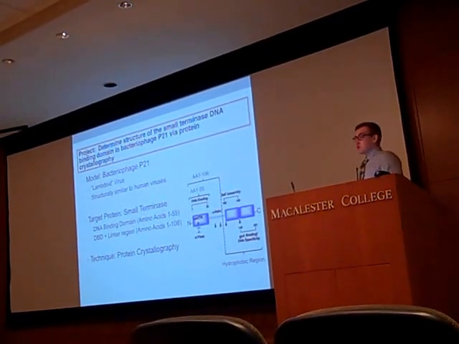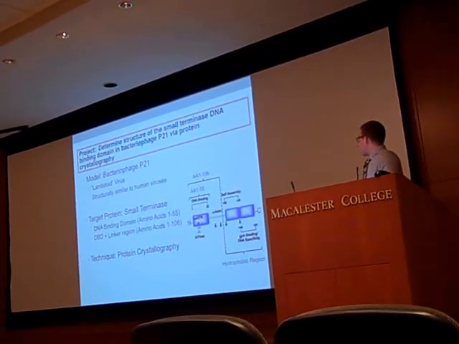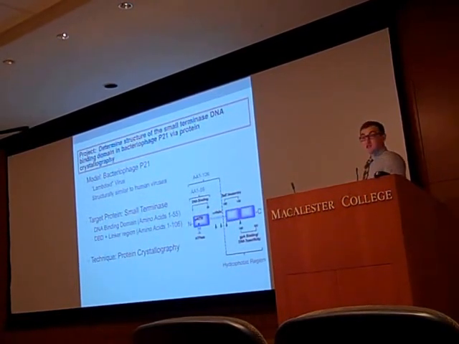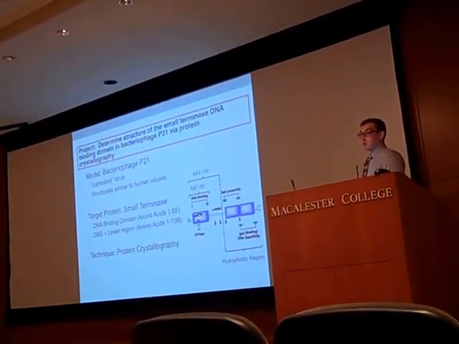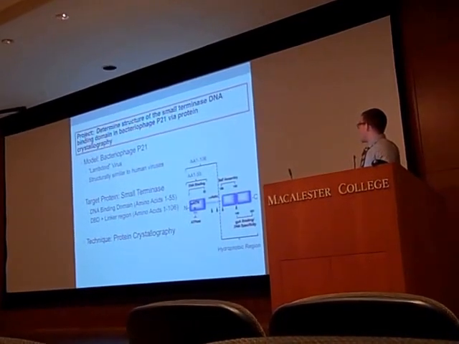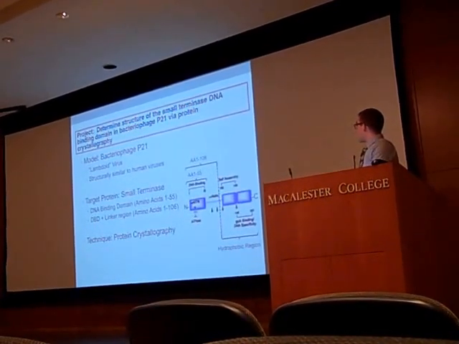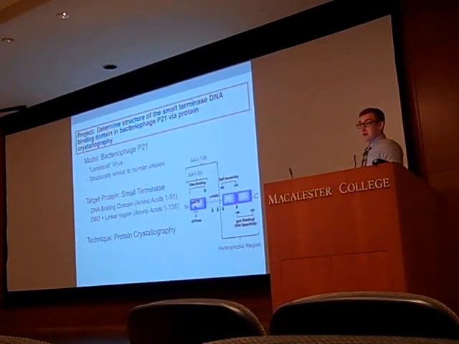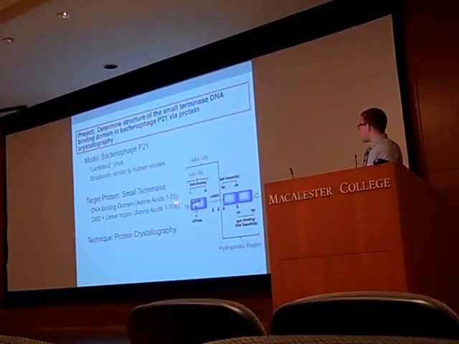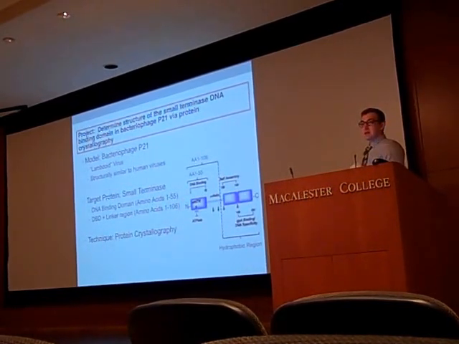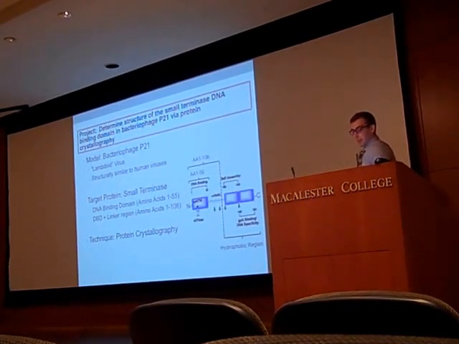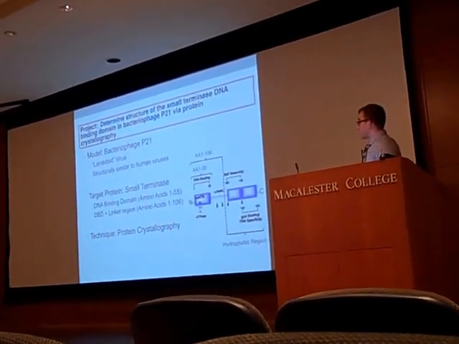While we'd love to know the structure of the full small terminase, unfortunately, the region responsible for binding the large terminase is highly hydrophobic, meaning that it's not soluble and therefore is really hard to work with. So instead, we studied two truncations of this protein, one comprising the first 55 amino acids, the DNA binding domain, and the other comprising the first 106 amino acids, containing the DNA binding domain as well as a section of the flexible linker region. And the technique that I used was protein crystallography.